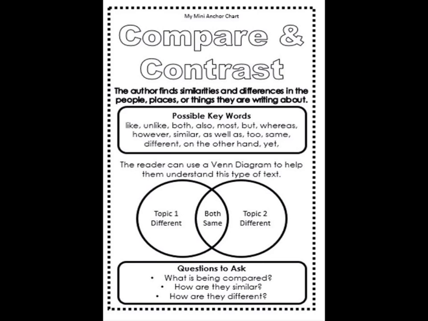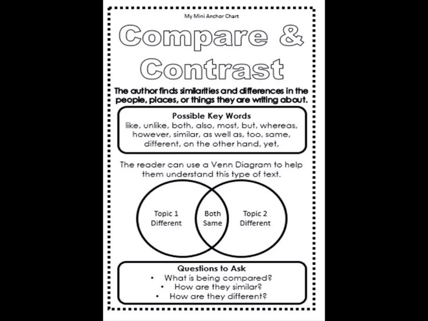So there are a couple of reasons that an author might use compare and contrast. If an author is going to write about more than one type of animal or type of person or job, then they might use compare and contrast. If they were just writing about one, they might use the descriptive text structure. So if the author finds similarities and differences in people, places, or things they are writing about, then that's when you can identify that it is a compare and contrast text structure.